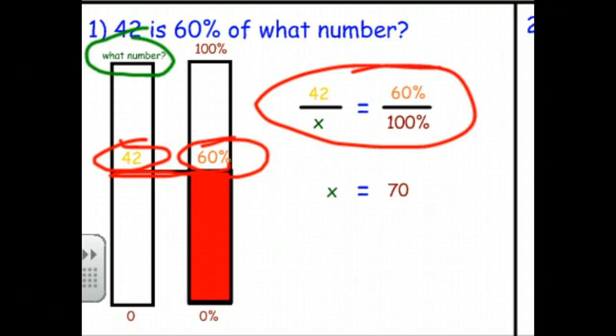Set up our two ratios, 42 over x equals 60 over 100, and solve using cross products to get to x is equal to 70. If you are unsure about solving proportions with the unknown variable, or if you just need some review, go ahead back to the writing and solving proportions video lesson, and that will give you the explanation there.